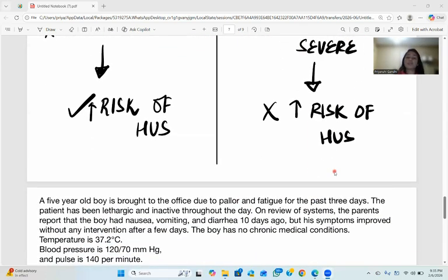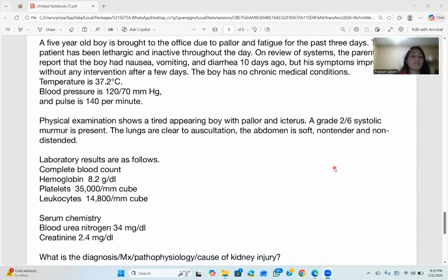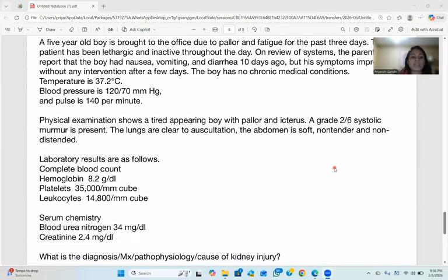I'd finally like to summarize HUS with this clinical vignette or classic presentation for our question stem. So we have a 5-year-old boy. This is very important to remember. The demographics of HUS is usually of pediatric age group. He is brought to the office due to pallor and fatigue for the past 3 days. The patient has been lethargic and inactive throughout the day.